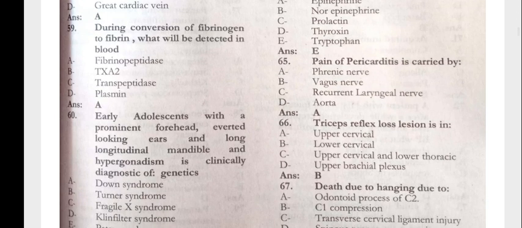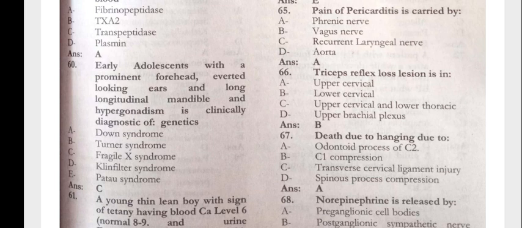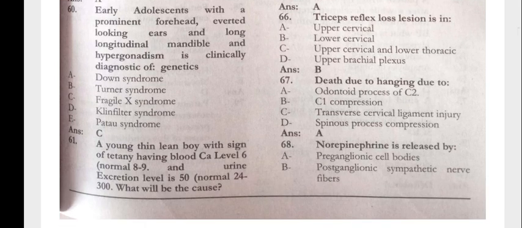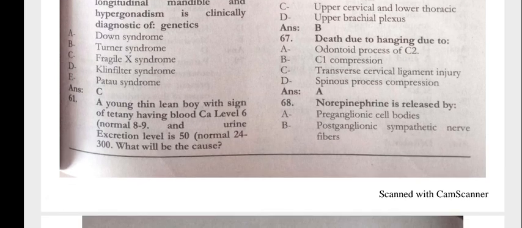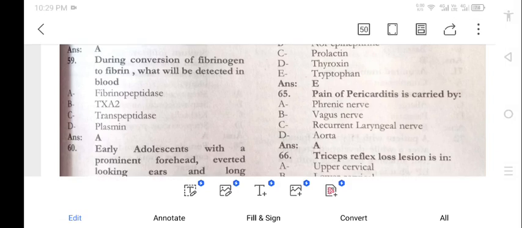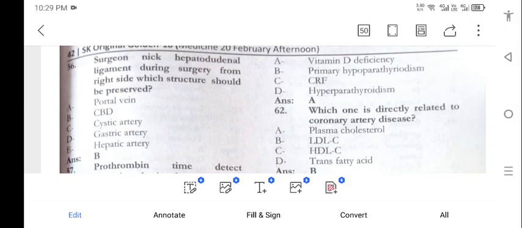There is a fibrinopeptide. Early adolescents with a prominent forehead, averted looking eyes, long mandible, and hypogonadism is clinically diagnostic of Fragile X syndrome. The young thin lean boy with signs of tetany, having a calcium level of 6 and urine excretion level of 50. What is the cause? That is vitamin D deficiency.